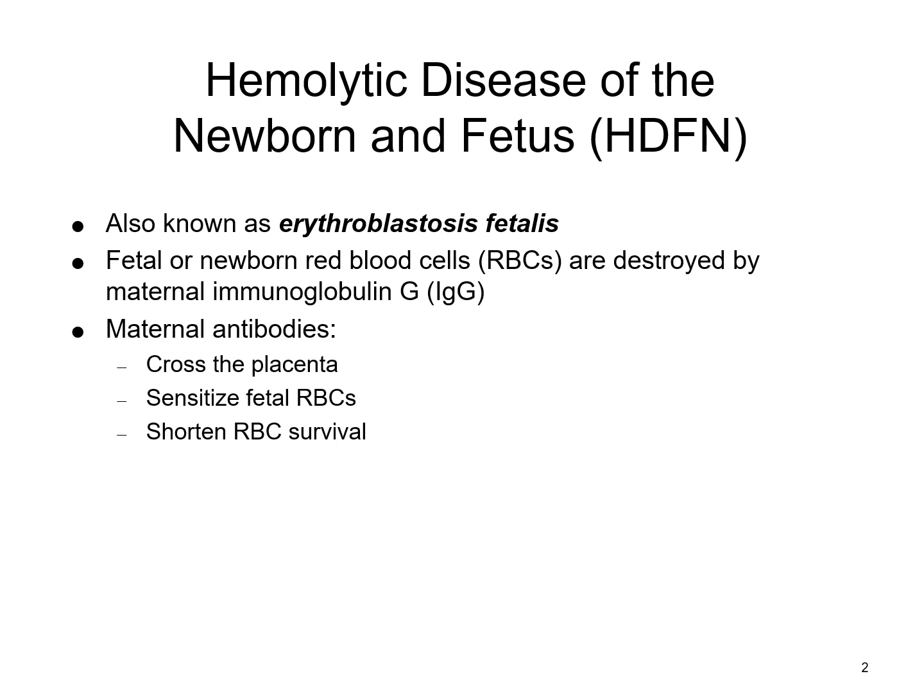Now, maternal antibodies, in order to cause that destruction, have to be able to cross the placenta and then sensitize the fetal red blood cells, and that will actually shorten the red blood cell survival life within the fetus. Once the infant is born, they will still have those antibodies present, and so that's why it can cause issues in utero as well as once the infant is born.